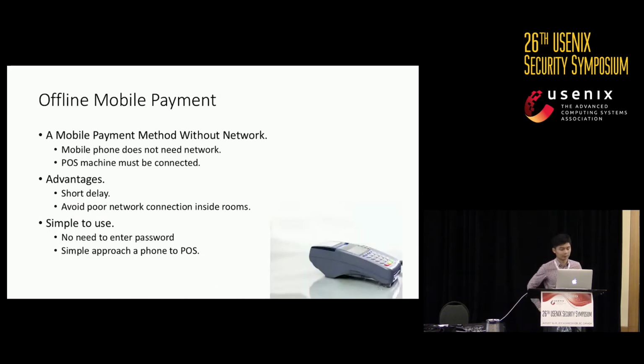And among the mobile payment schemes, there is one kind named offline, where the mobile phone the user is going to pay with doesn't need network, but the POS machine must be connected to communicate with the backend server. There are a lot of advantages. The most important one is short delay. And it can also avoid poor network connection, which often happens inside rooms. And offline mobile payment is very easy to use. There is no need for the customer to enter a password. The customer need only simply approach his phone to the POS machine to complete the transaction.